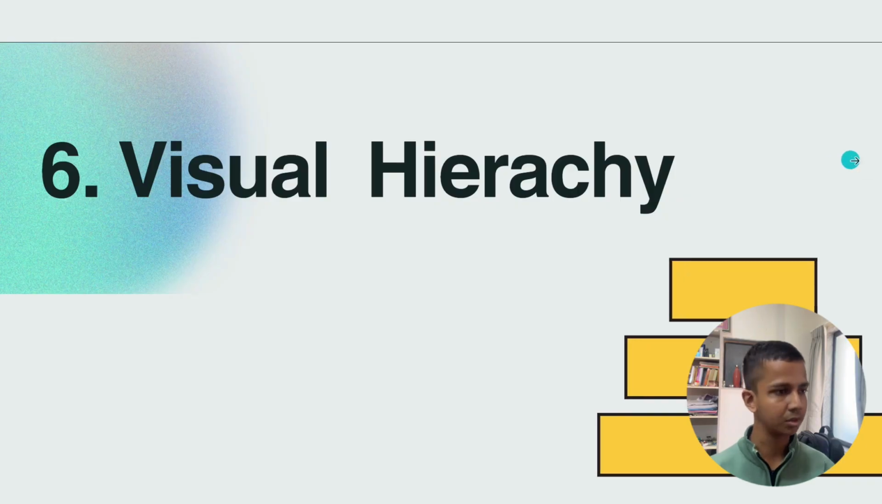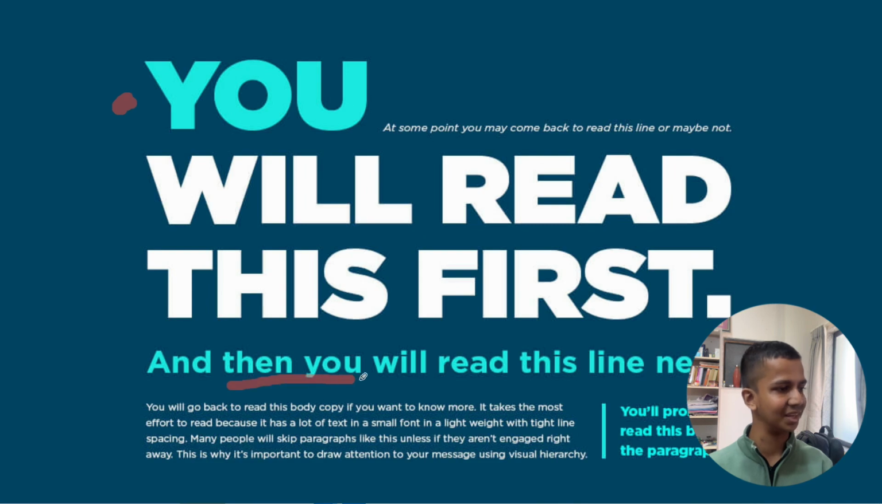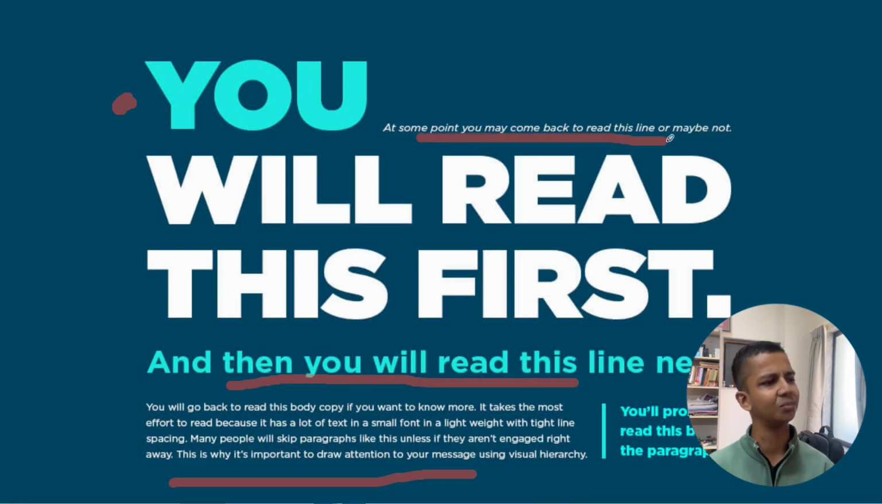Let's see some examples. So this is a classic example, like you will read this first. My attention goes over here, and then you will read this line, and then probably this, and then the paragraph, and at some point I will read this. This is the most dominant text due to its large size, the bold weight, and the contrasting color, and it captures our attention immediately. And then the next line has, of course, a variation of font size and color. So this is what visual hierarchy means.